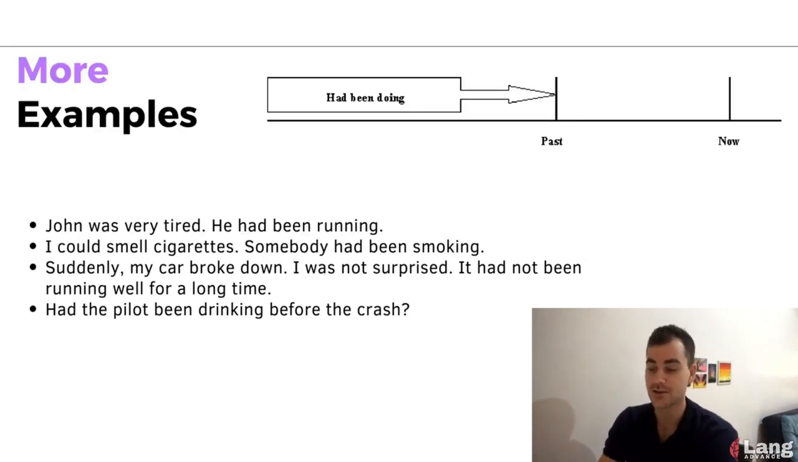John was very tired. He had been running. I could smell cigarettes. Somebody had been smoking. So, at a point in the past, I could smell cigarettes. At some point before that past point, somebody had been smoking. Suddenly, my car broke down. I was not surprised. It had not been running well for a long time. Had the pilot been drinking before the crash? You can see how you can use this in a positive, negative, or in a question sentence.